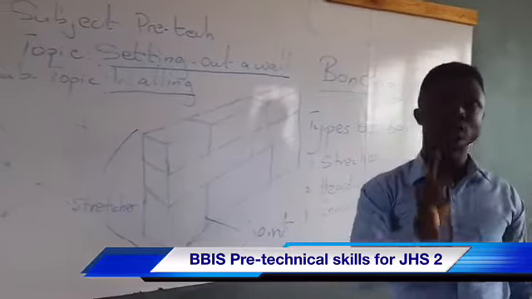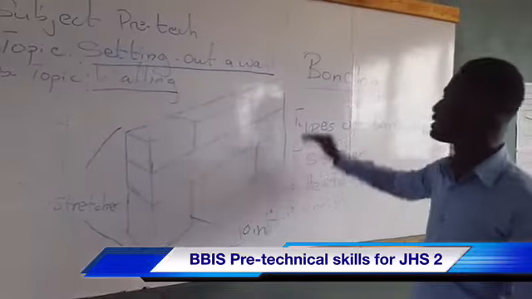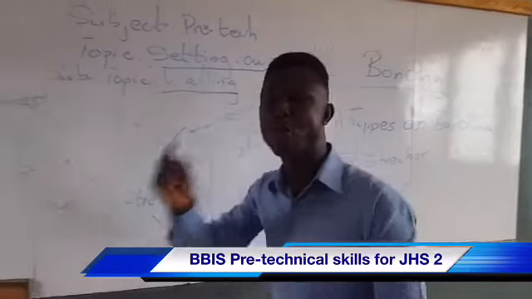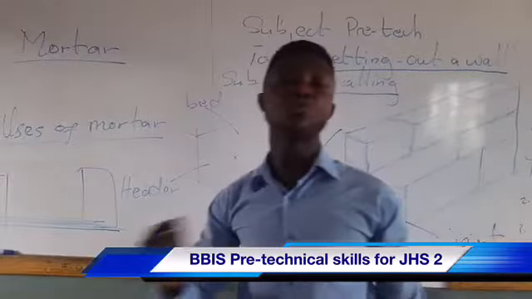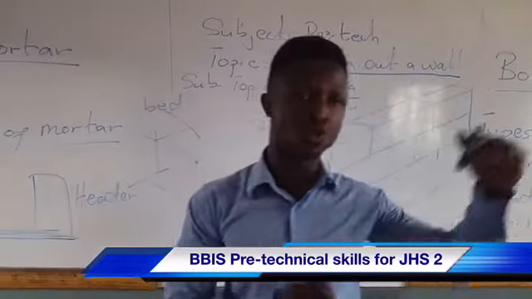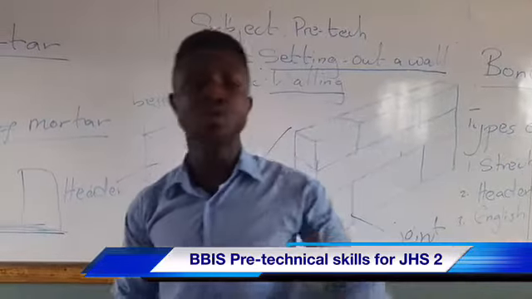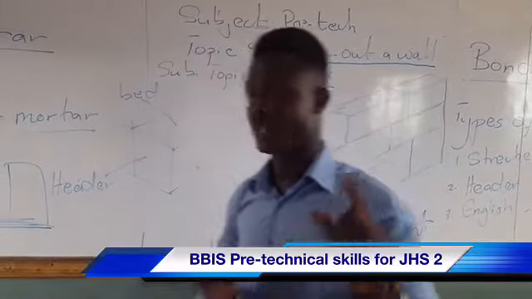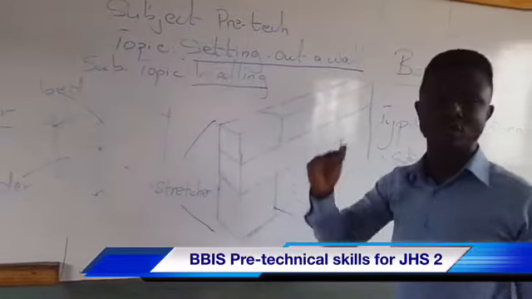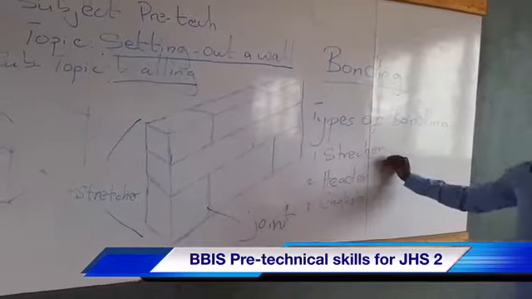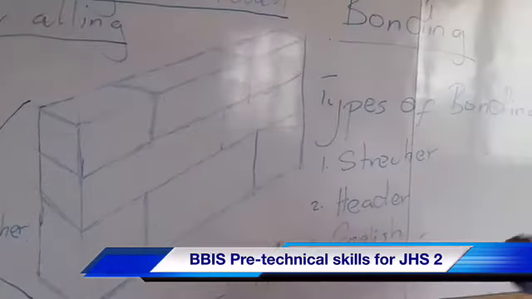In other words, you can also say that bonding is a way of arranging bricks, blocks, or stones when building a wall. Because we can also use stones to lay, we can also use bricks to lay, and we can also use blocks to lay walls. Now, in bonding, we have types of bonding. The first type of bonding we have is the stretcher bond. We also have the header bond, and we have the English bond.